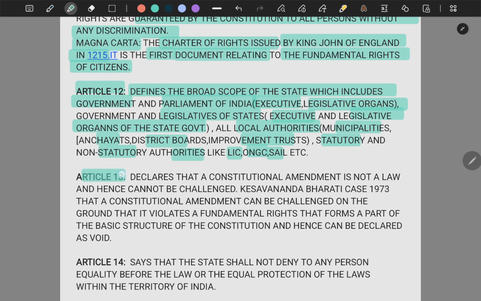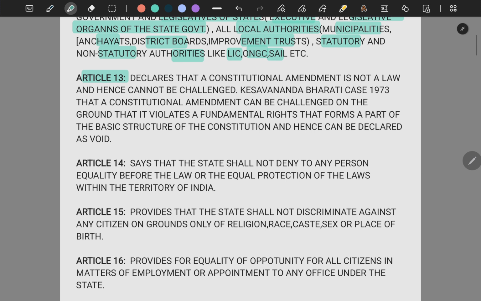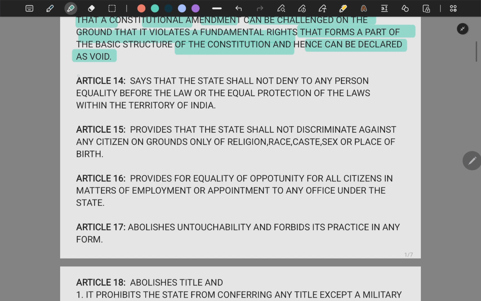So Article 13 declares that a constitutional amendment is not a law and hence cannot be challenged. So the constitutional amendment means whatever has been written in the constitution is not a law and cannot be challenged. It's written, then it's written, you cannot challenge it. So the Kesavananda Bharati case of 1973 said that a constitutional amendment can be challenged on the ground that it violates a fundamental right that forms a part of the basic structure of the constitution, and hence it can be declared void also. Okay, and next would be Article 14.